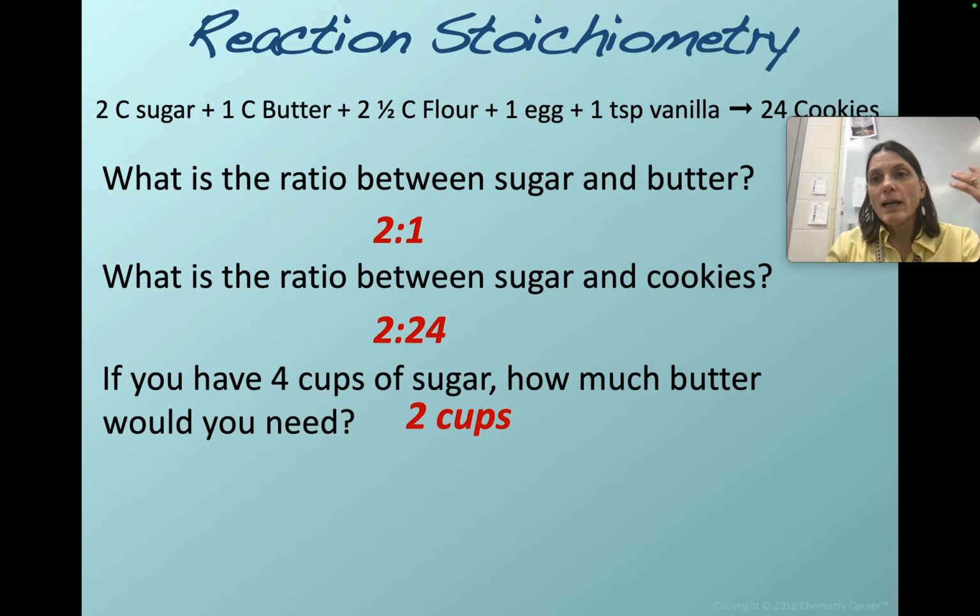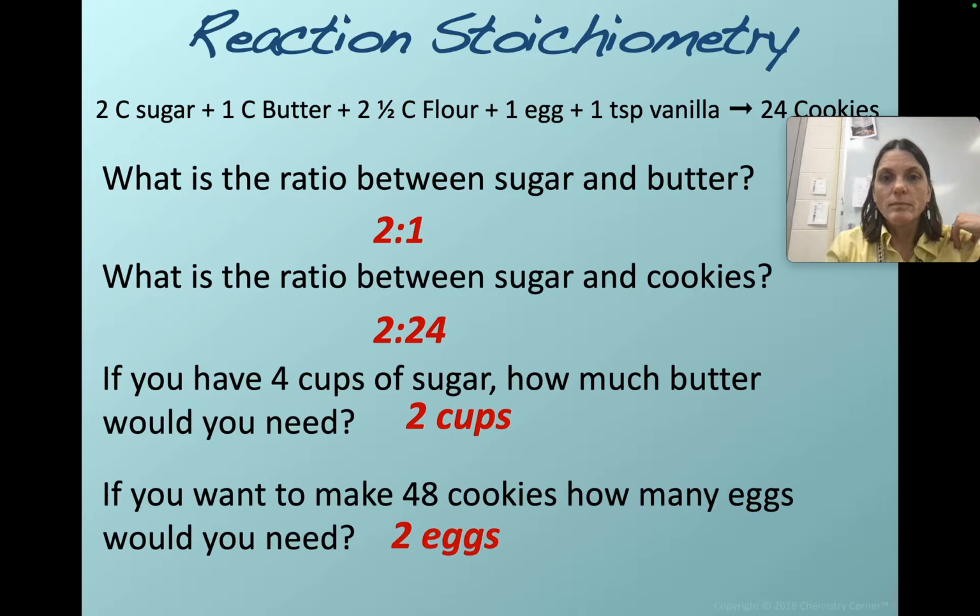You can see how this is exactly how we talk about moles in a balanced equation, because the number of moles tells us the relative numbers of each thing. If you wanted to make 48 cookies, you're going to need 2 eggs. So the recipe can be used like a chemical equation, and it can tell you the relative amounts of each thing.